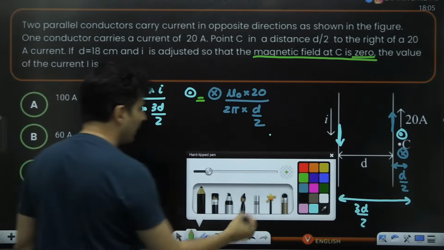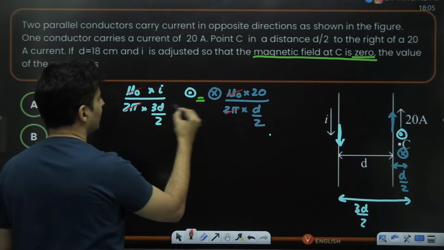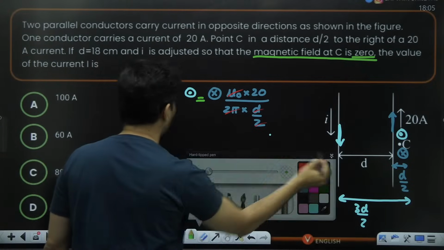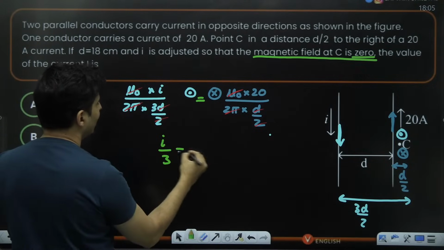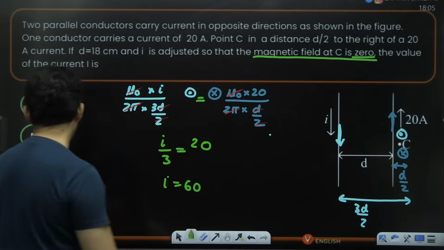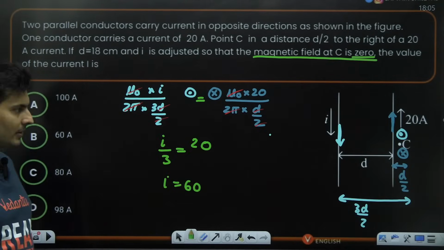So the moment they balance, cancel each other out, mu naught by 2 pi and D and 2 will cancel out each other. And let's see what is left with us. We have I divided by 3 is 20. So I is basically 60 amperes. So 60 amperes is option B. Directly you can get it.